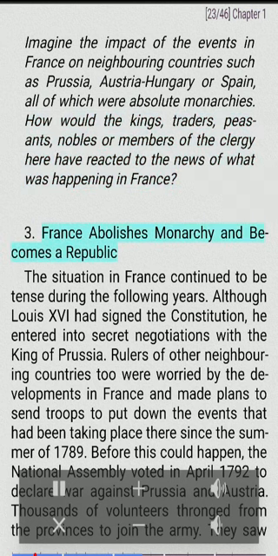How would the kings, traders, peasants, nobles, or members of the clergy here have reacted to the news of what was happening in France? 3. France abolishes monarchy and becomes a republic.